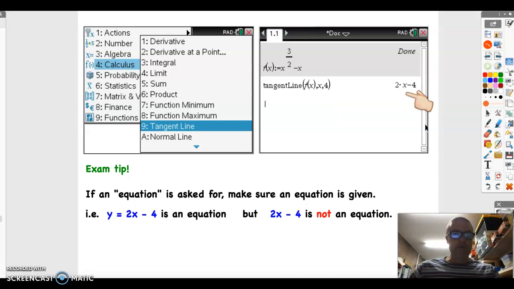And just an exam tip here, if you use this function on your calculator, that's fine. Just keep in mind that if an equation is specifically asked for, make sure an equation is given. The calculator doesn't give an actual equation. 2x minus 4 is not an equation, we just call it an expression, but anything with an equal sign, y equals 2x minus 4, is the actual equation of the tangent.